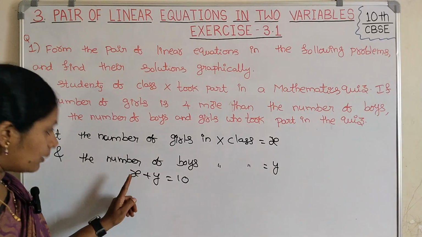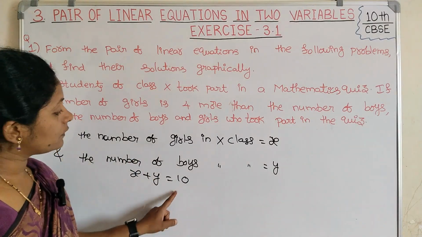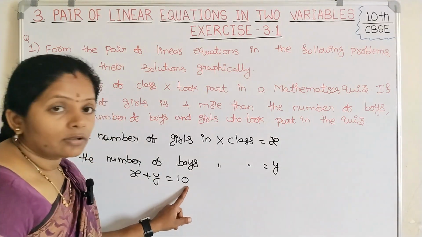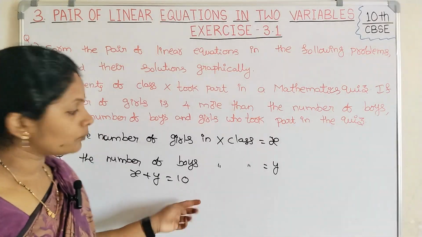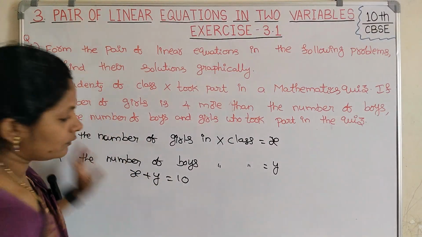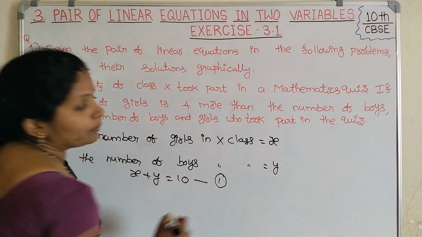After adding the number of girls and the number of boys, the total number of students should come here, which equals 10. We are going to take this as equation number 1.